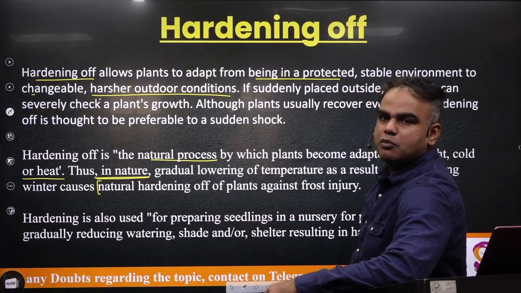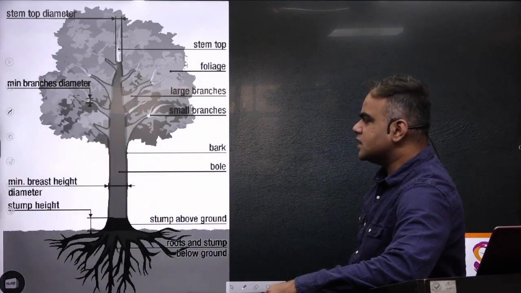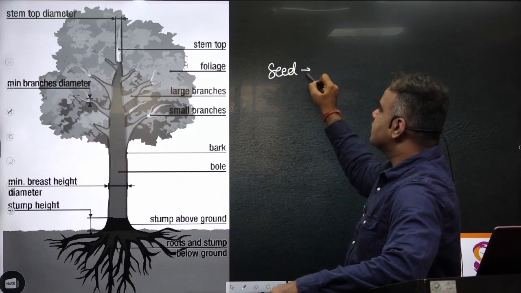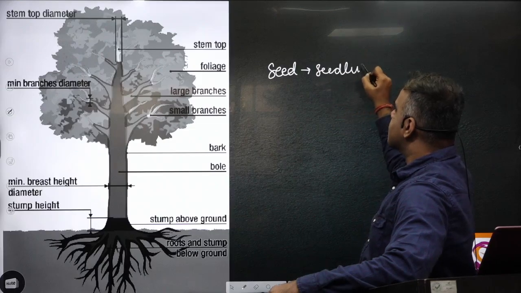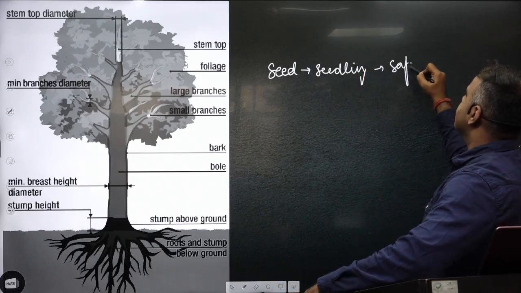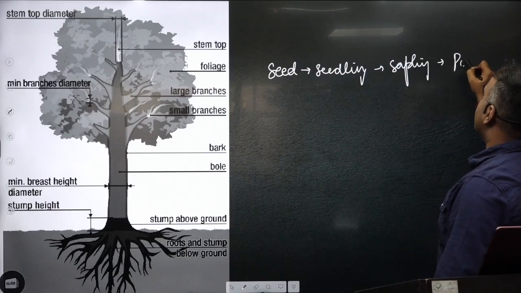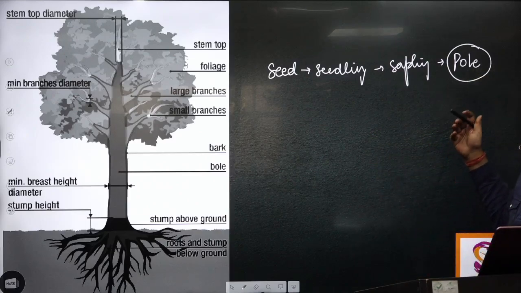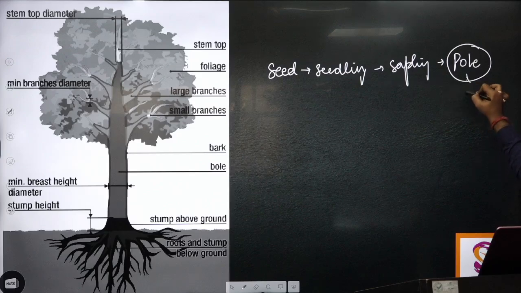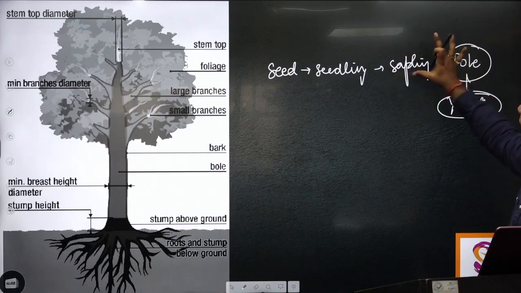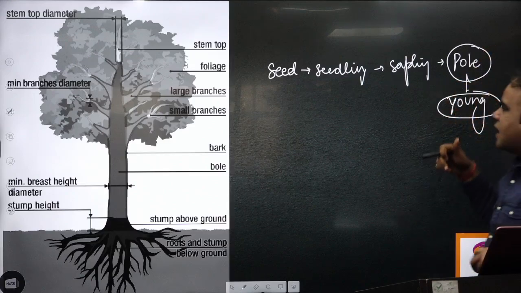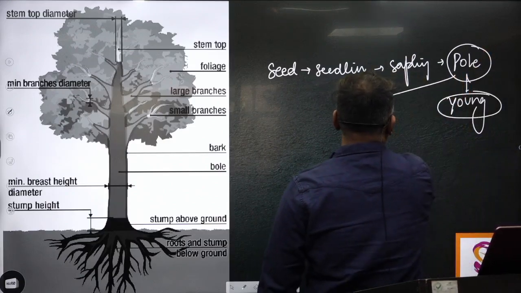Second is pole and bole. In my lectures I've also explained what this is. Just to recap, you have a seed, a seedling, a sapling, and you have a pole, P-O-L-E. Pole is the younger stage. Pole is basically a young tree, an intermediate stage between a sapling and a mature tree. And pole is a very important part for timber production.